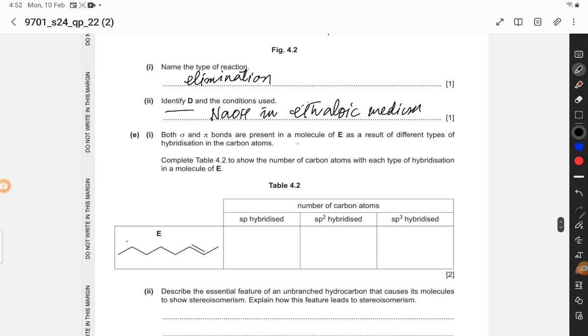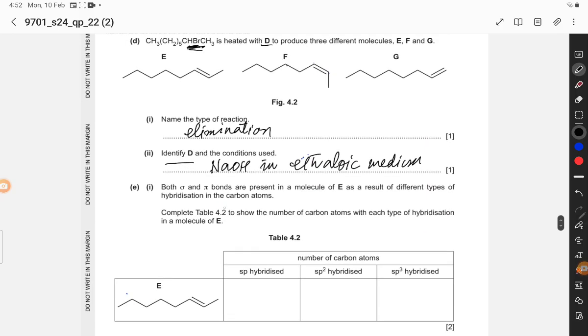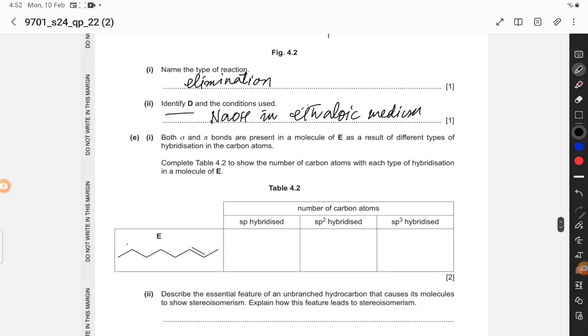Both sigma and pi bonds are present in the molecule of E as a result of different types of hybridization in the carbon atom. Complete Table 4.2 to show the number of carbon atoms with each type of hybridization, sigma and pi bond. So this is carbon and this is carbon, this is CH3, this is CH2, CH2, CH2 and CH2, CH3.